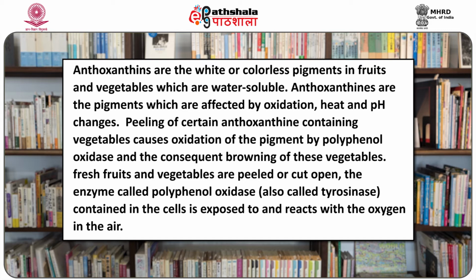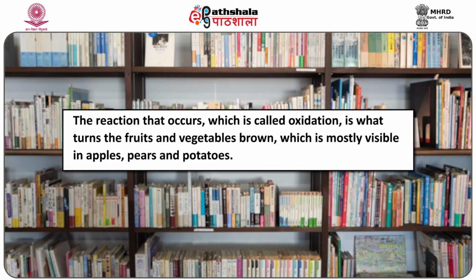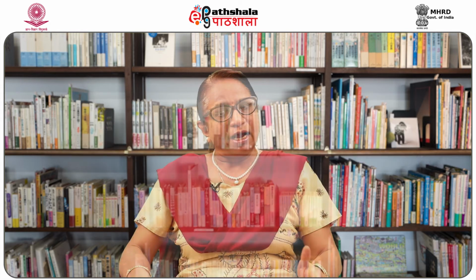The enzyme called polyphenol oxidase, contained in the cells, is exposed to oxygen and reacts with the oxygen in the air, causing oxidation, which in turn turns fruits and vegetables brown, which is mostly visible in apples, pears and potatoes.